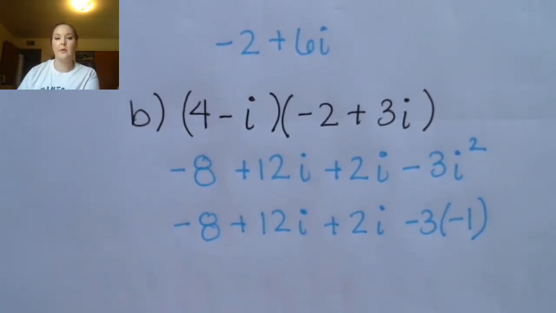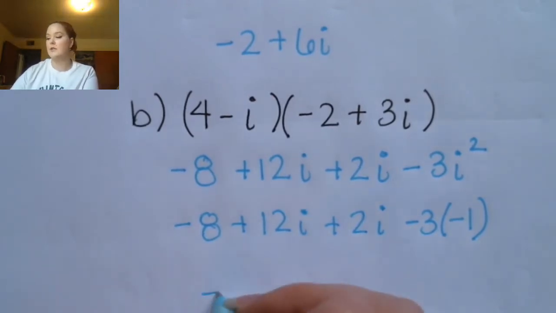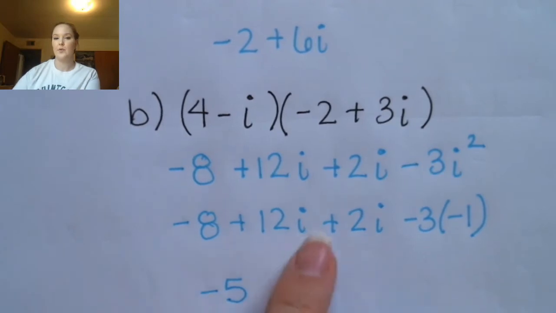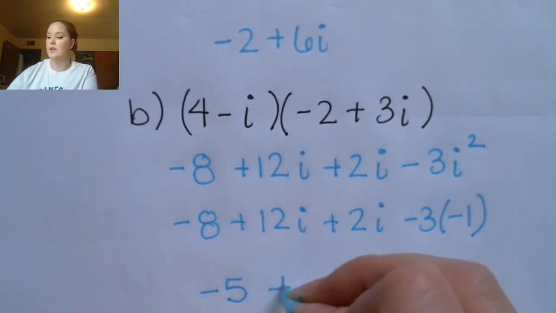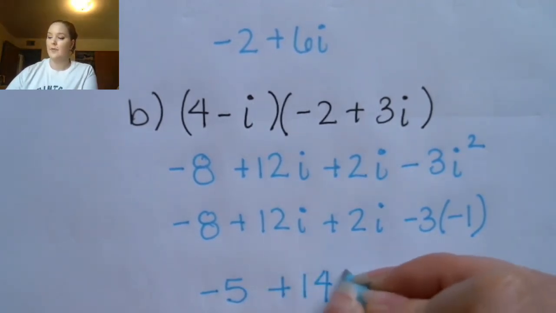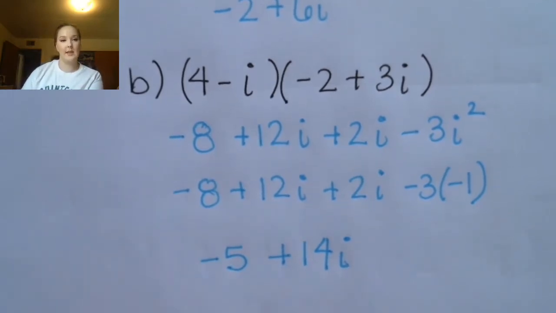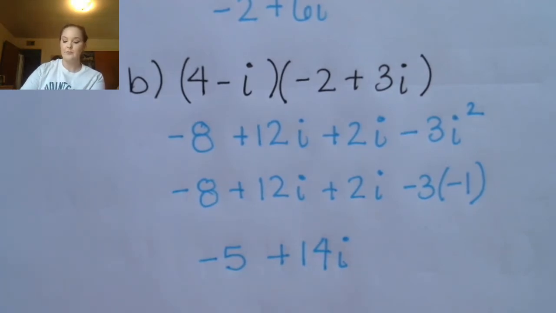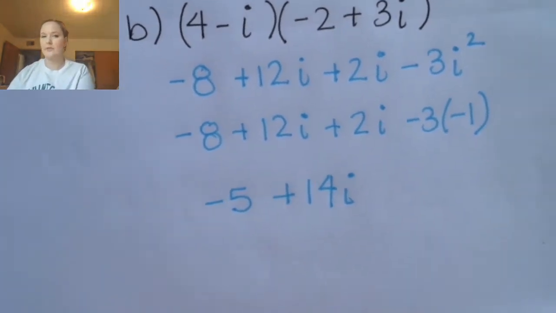Okay, and now I'm going to combine all of my like terms. So -8 plus 3 is -5. 12i plus 2i is 14i. And you can see that I have that nice a plus bi format where I have this real part first and my imaginary part second. Okay, let's do one more example of this.